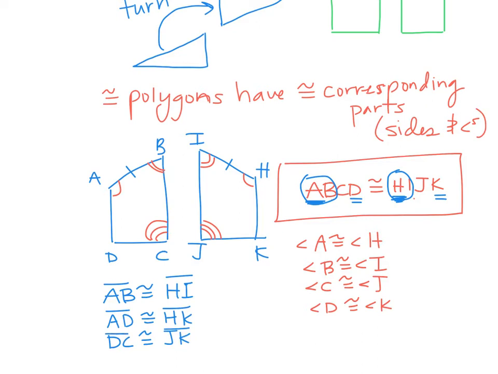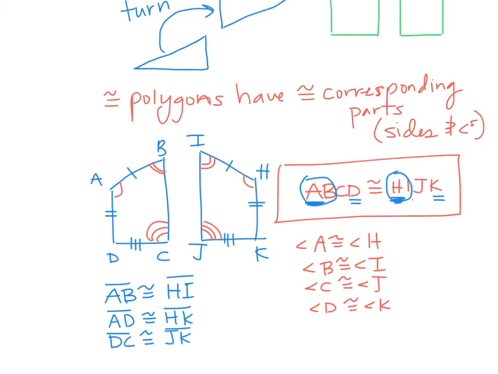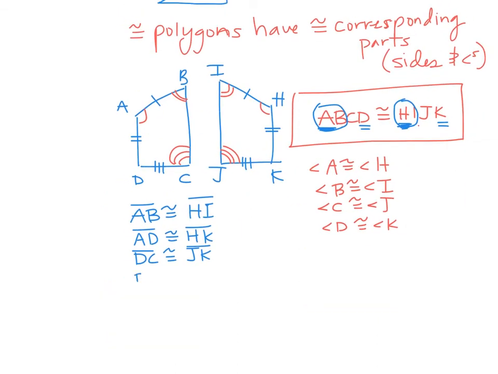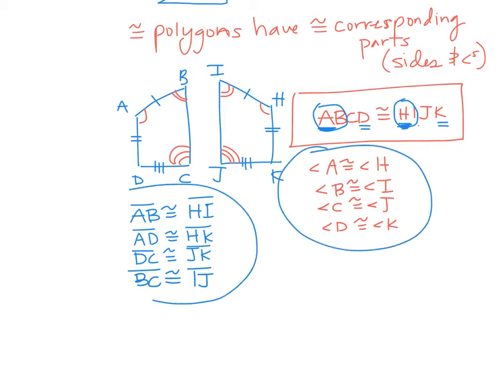Okay, and remember how we mark them, right? Double arc or double hash marks, triple hash marks. So just keep more hash marks each time. If that helps you to see it a little better, you're welcome to do that. And then the last one would be BC is congruent to IJ. Okay, so when they ask you to name the congruent corresponding parts, that's what they're looking for. The angles that match up and the segments that match up. Okay?